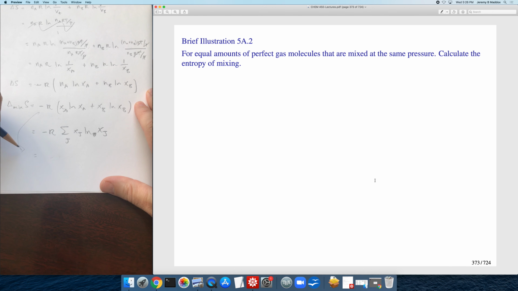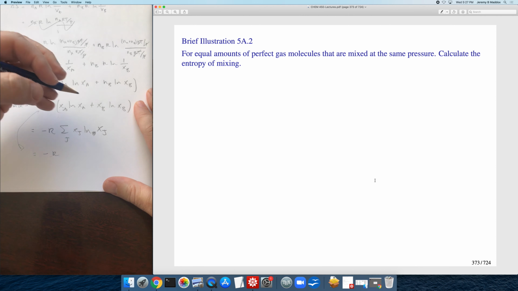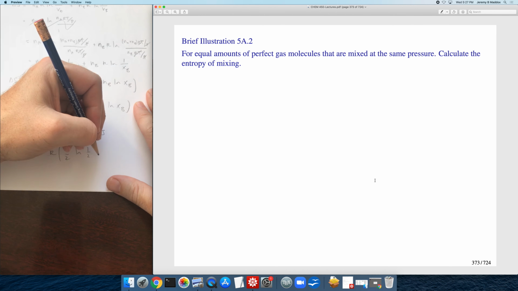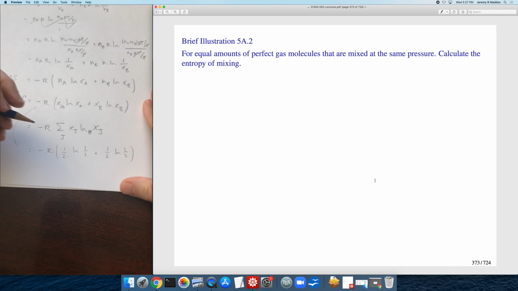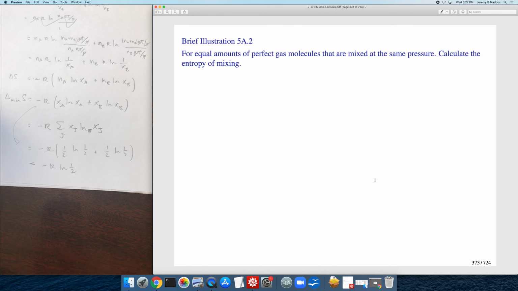So coming from this formula, if you combine equal amounts of gases by mole, that means that the mole fraction of each component is going to be 1/2. And so you're going to wind up with minus R times 1/2 natural log of 1/2 plus 1/2 natural log of 1/2. And so you'll get minus R natural log of 1/2. So you can actually do the calculation even though they didn't give you any numbers in this problem.